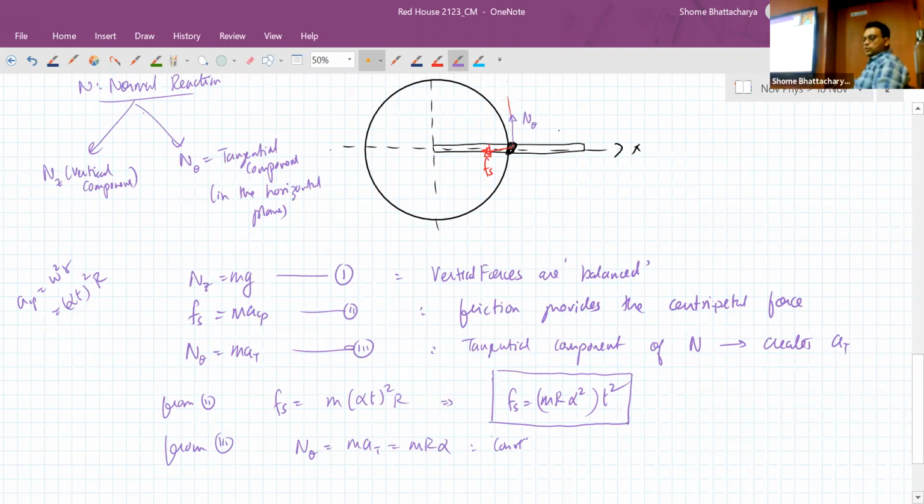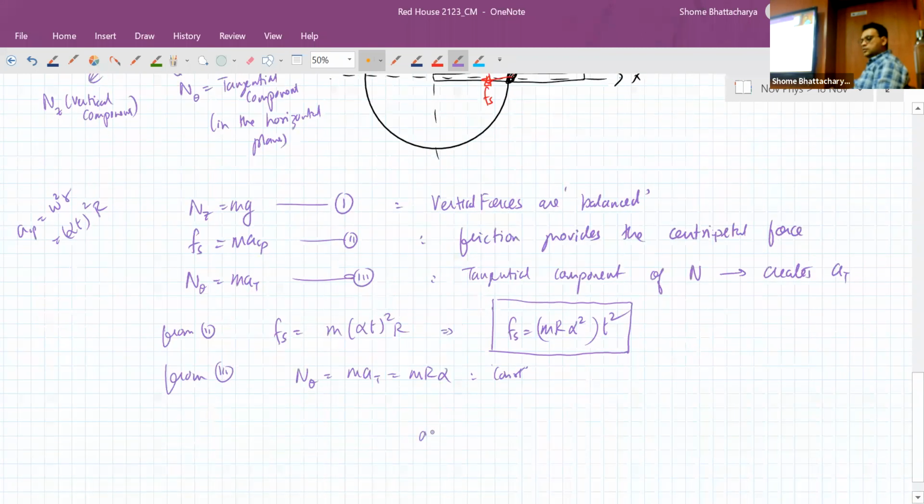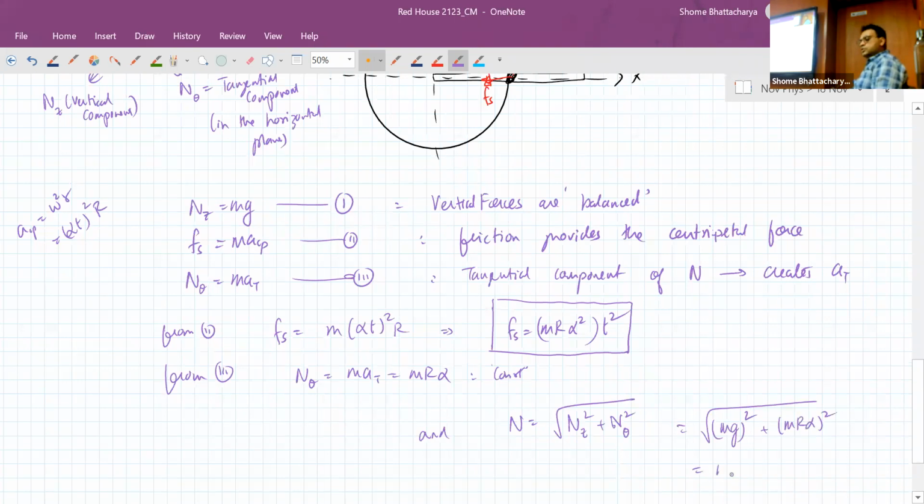Okay, but now we also know what the normal reaction as a whole will be: the z component, the vertical component, and the tangential component. They are both constants, so it will be a constant overall. The z component is mg, and this one is m into r alpha. So you can take m common, and it is m times the square root of g square plus r square alpha square. So this is a constant amount of normal reaction acting, but with time the amount of friction required is increasing.